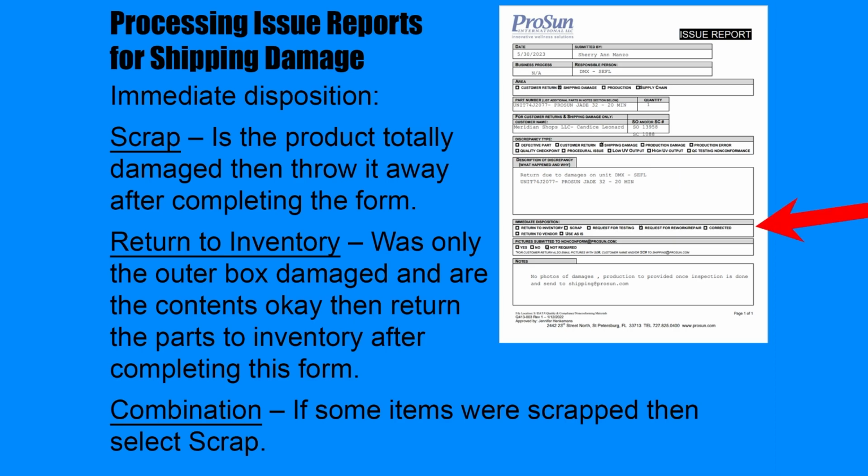Immediate disposition. Select Scrap if the product was totally damaged and should be thrown away after completing the form. Select Return to Inventory if only the outer box was damaged and the contents inside are okay, and the parts can be returned to inventory after completing this form. Select Combination if some items are scrapped, then select Scrap.